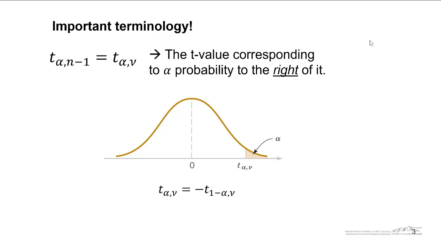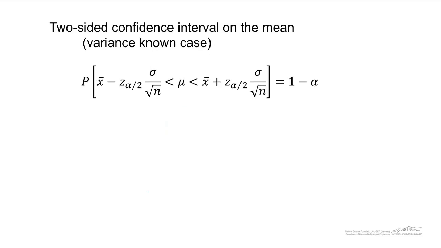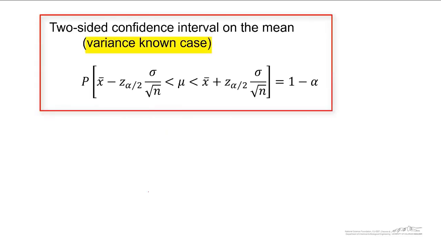Also, because of the symmetry of the t-distribution, we know that t alpha comma nu is equal to negative t 1 minus alpha comma nu. For the variance known case, we put together the following two-sided confidence interval. So the probability that mu, the true population mean, is between two values is 1 minus alpha. For example, if alpha is 0.05, that's a 95% confidence interval.